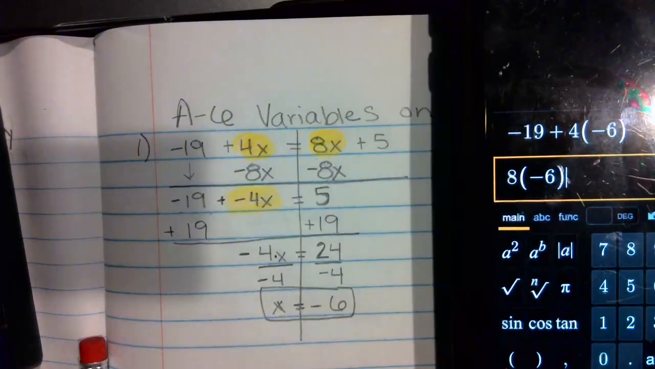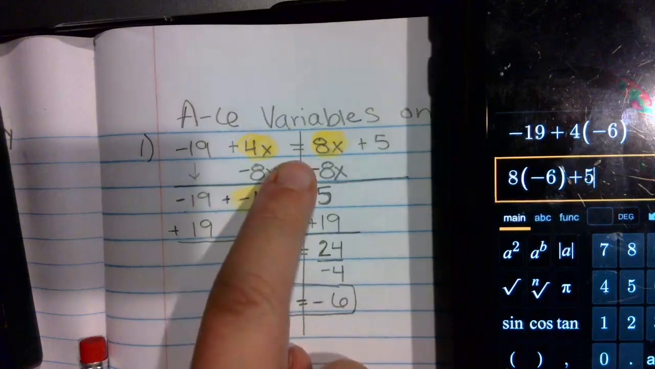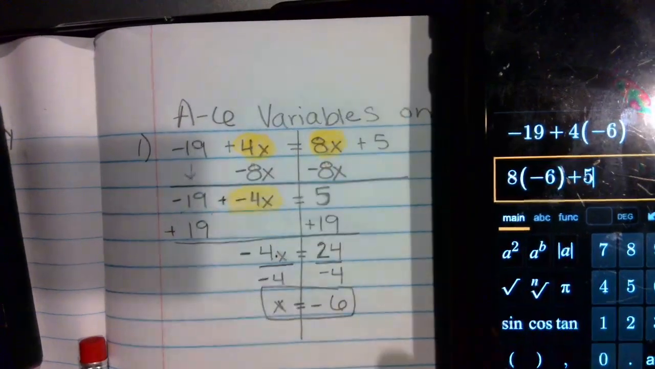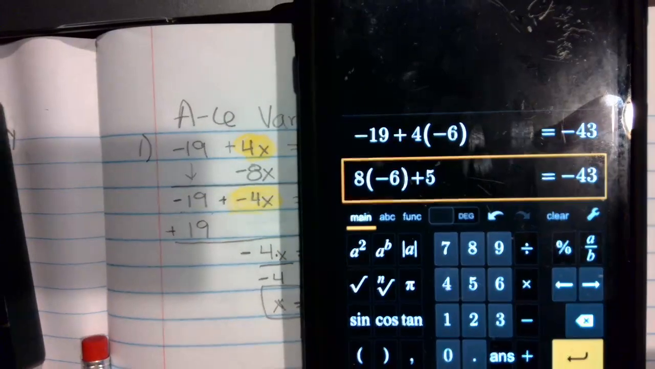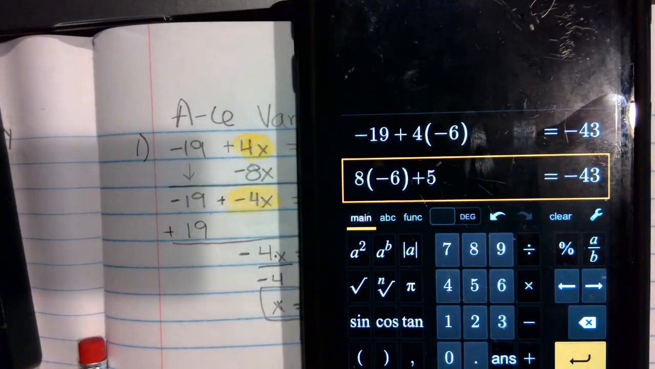Plus 5. And we're saying that these are equal. They're the same. So when we get our answer, we should have the same answer. And we do. So that means we did it right.